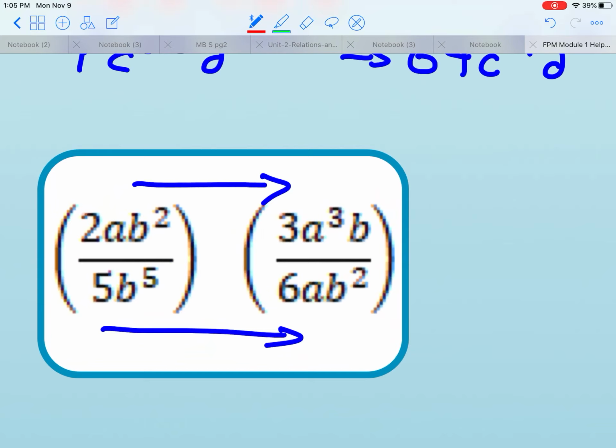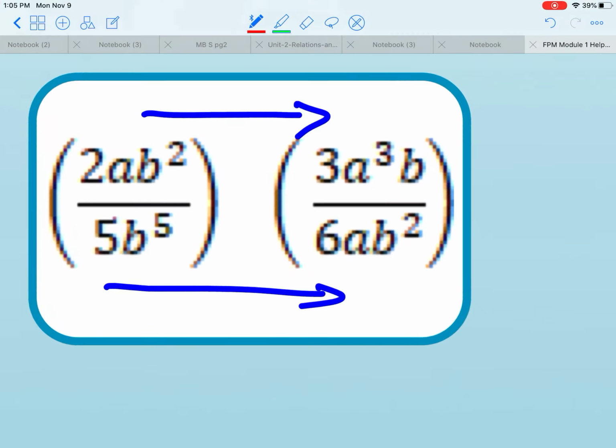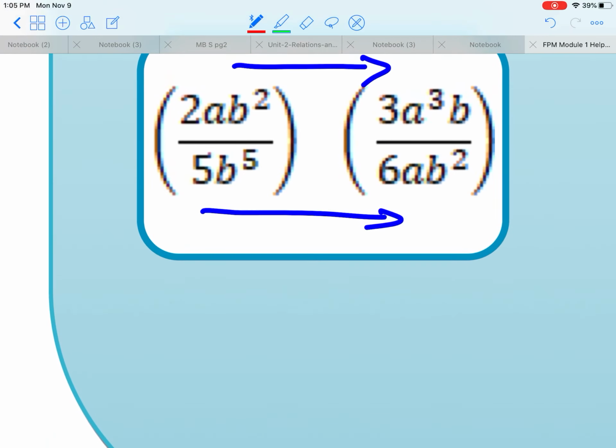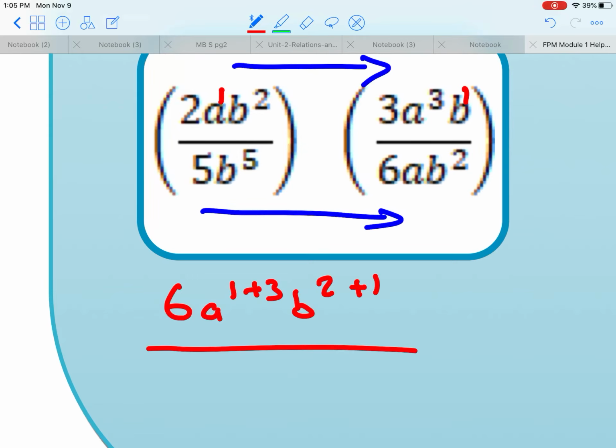So again, pause it if you want to try this yourself, or follow along and try what I'm showing you here. Okay, so when I go to do this one, I'm going to pair off the numbers. 2 times 3 is 6. So right away I can just write 6. But I'm going to write ones on things that don't have exponents, and I'm going to show my work. So A1 plus A3, B2 plus B1. And on the bottom, I'm going to do the same thing.